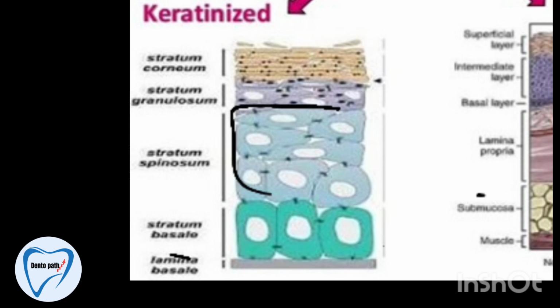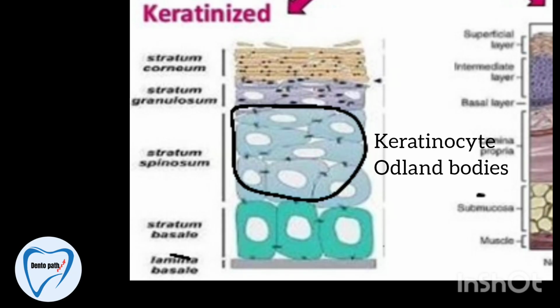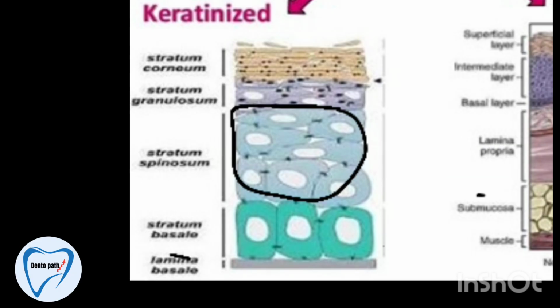The uppermost part of the spinosum consists of numerous dense granules, that is keratinosomes or Odland bodies. These are modified lysosomes and they are acid phosphatase containing, which is helpful for destruction of organelle membranes, which suddenly occurs between the granulosum and corneum strata.